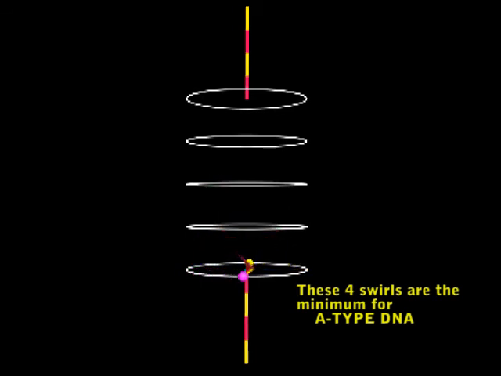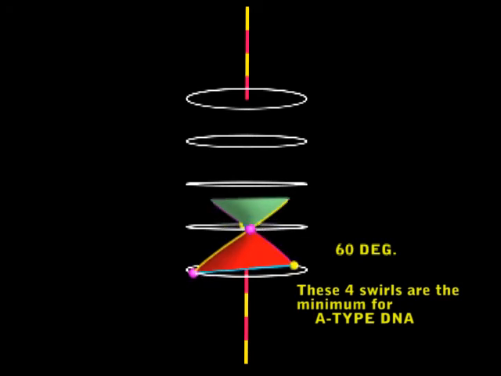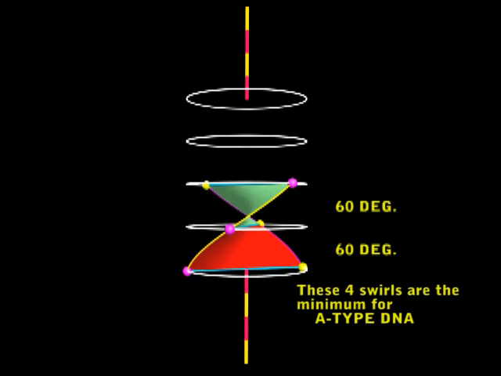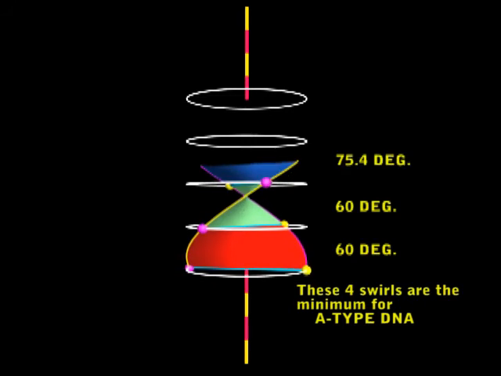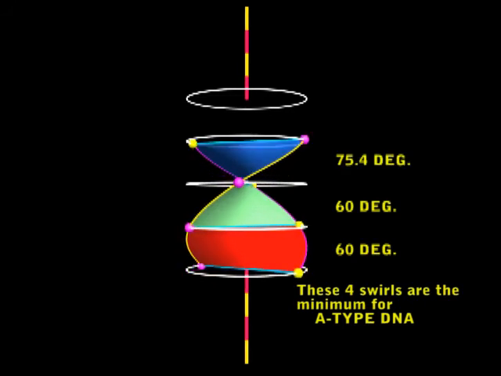Okay, let's take a look. Our first swirl is a red swirl, and this turns 60 degrees. And our next swirl is a green swirl, and that one again is 60 degrees. Now our next swirl is different. This is the blue swirl, and she's 75.4 degrees. It bridges across the wider gap on the dodeca.